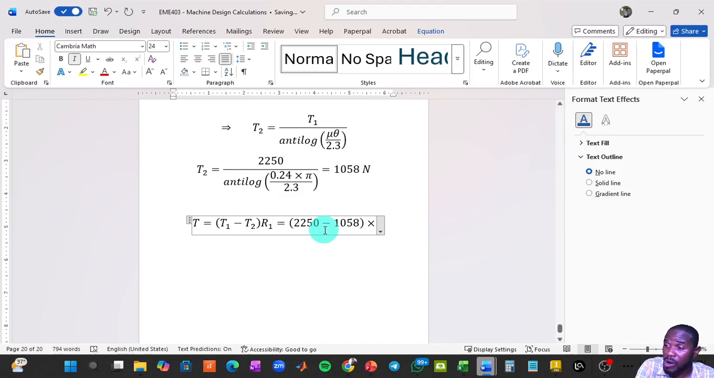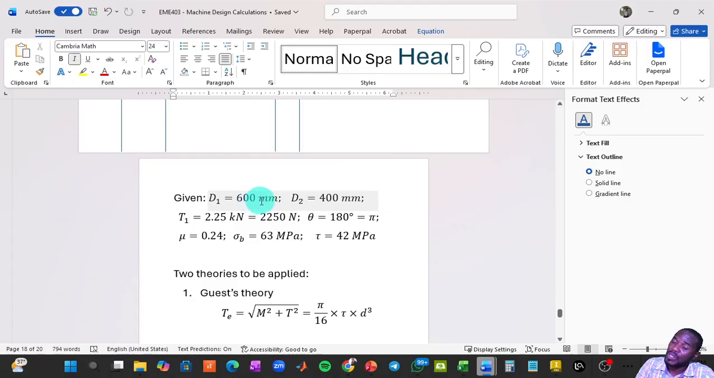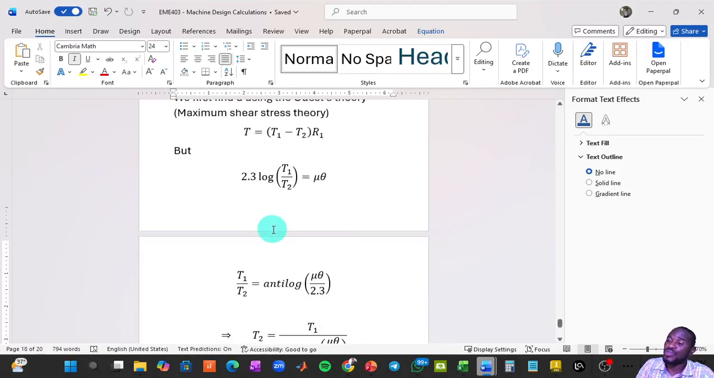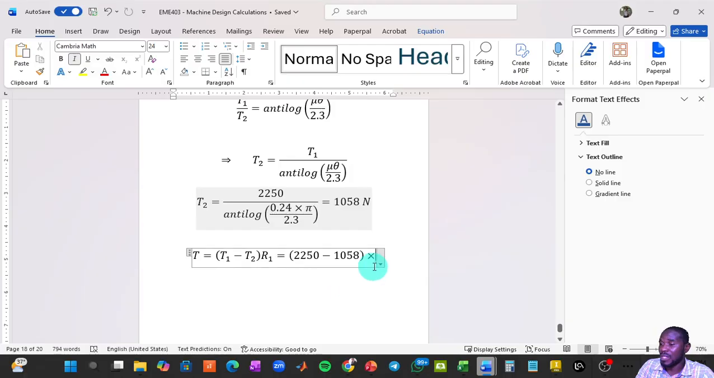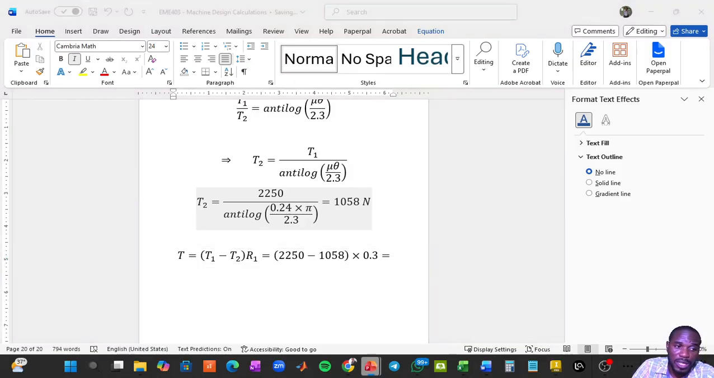Okay, and then what's the value for R? It's 600 millimeters, right? Divided by 2. Okay, 600 millimeters, because we're dealing with radius and not diameter. So that's 300 millimeters or 0.3 meters. So our torque is in Newton meters. So this is times 0.3.